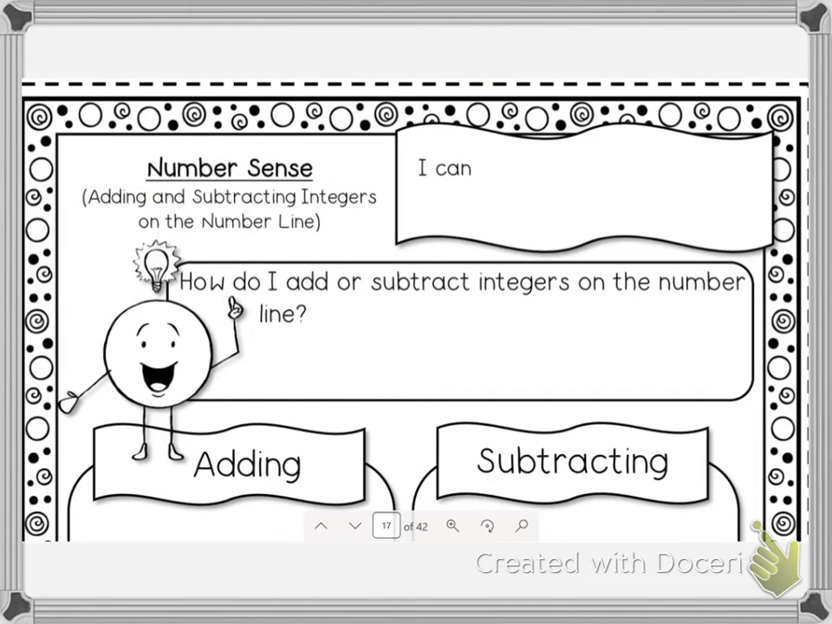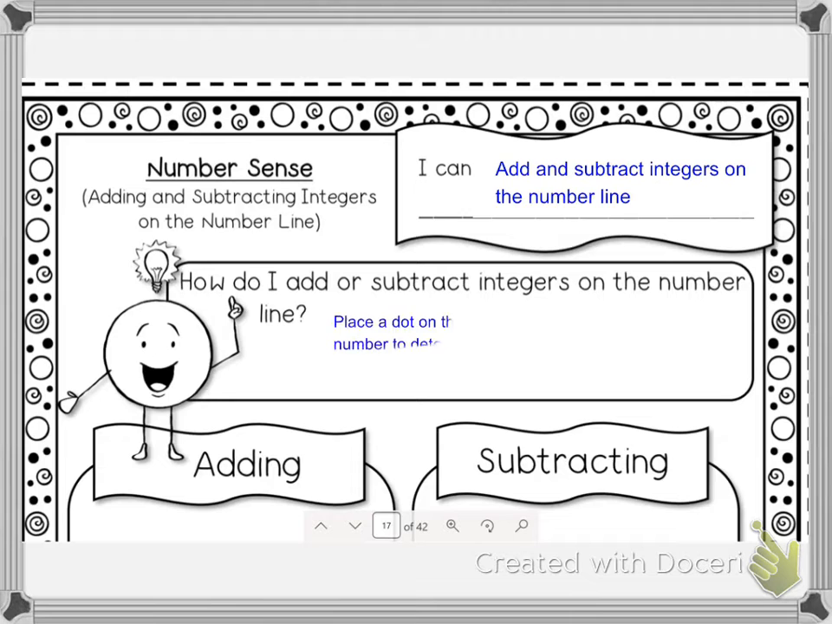So our I can statement, what we're going to be able to do at the end of this: add and subtract integers on the number line. Nothing too fancy. So how do I do that? How do I add or subtract integers on the number line? So here's my steps, which we're going to go over slower later. I'm going to place a dot on my first given number. I use this second number to determine the number of intervals I need to move right or left. And we'll break that down. So go ahead and jot it down in your notebook, and then we will break it down and go through those steps.